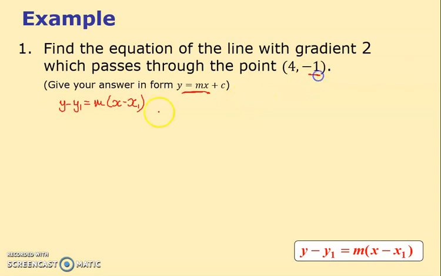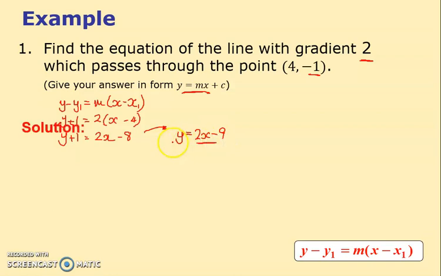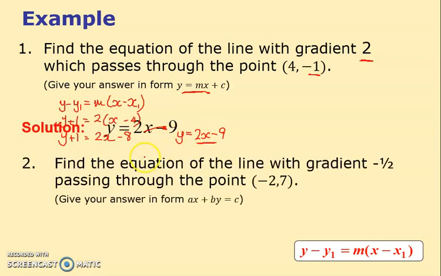What's my y1? Oh, it's minus 1. So notice it's minus and minus, so I'm just simply going to write y plus 1. The gradient was 2. And I remember the y and the x, that's the same. It's the x1 and the y1 that go in, and I've got x1 equals 4. Multiply out the bracket, y plus 1 equals 2x minus 8. And so if I move the 1 over, y equals 2x minus 9, I think. Y equals 2x minus 9, it's underneath it, but you get the idea.